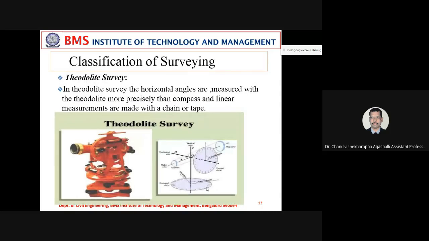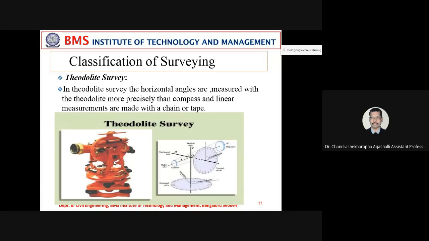Right. Now let's go with the theodolite survey. It is a little bit more advanced. You can see the theodolite here. It looks very complicated, but it's a very simple one. With the theodolite survey, horizontal angles are measured, and you can be more precise. Accuracy is higher here than with the compass and linear measurement. The compass and linear measurements are a little bit old, and the theodolite is the advanced one.